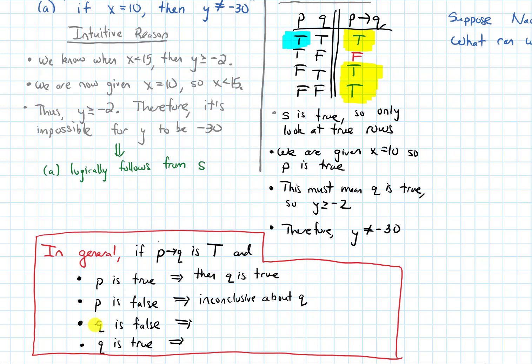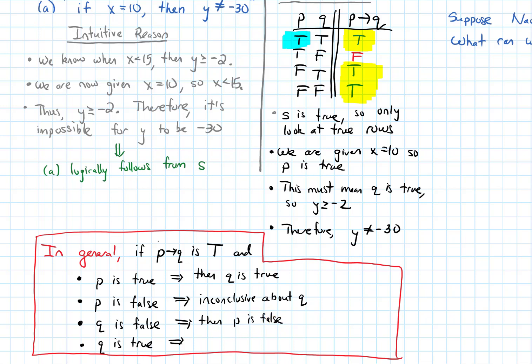So now suppose Q is false. So again, the implication P implies Q is true. So we're only looking at the first row, the third row, and the fourth row. And if Q is false, that would leave us in the fourth row. And if Q is false, that means P is false.